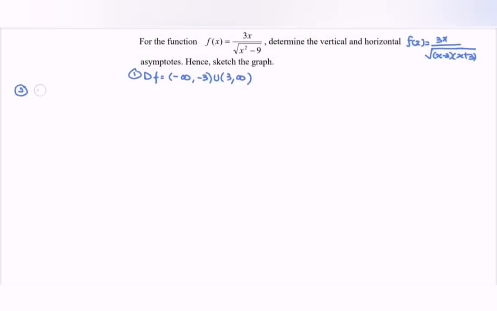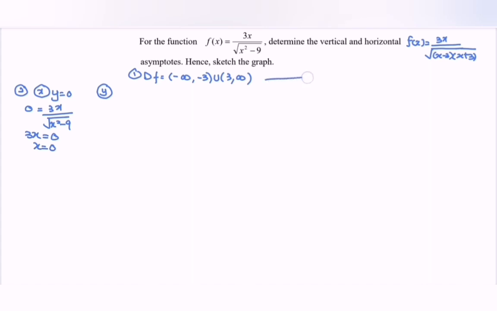Second step, we have the x-intercept and also the y-intercept. When y is equal to 0, substitute to get 0 equals 3x over the square root of x squared minus 9. So 3x equals 0, and x equals 0.